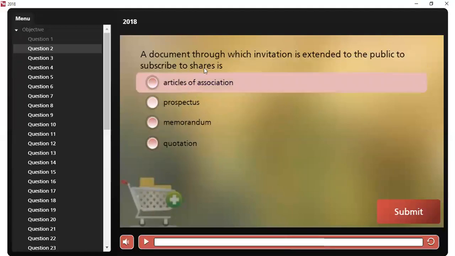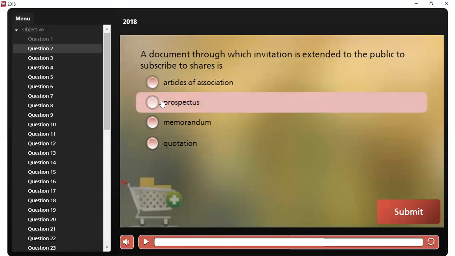A document through which invitation is extended to the public to subscribe to shares is a prospectus. So a prospectus is a document through which invitation is extended to the public to subscribe to shares.